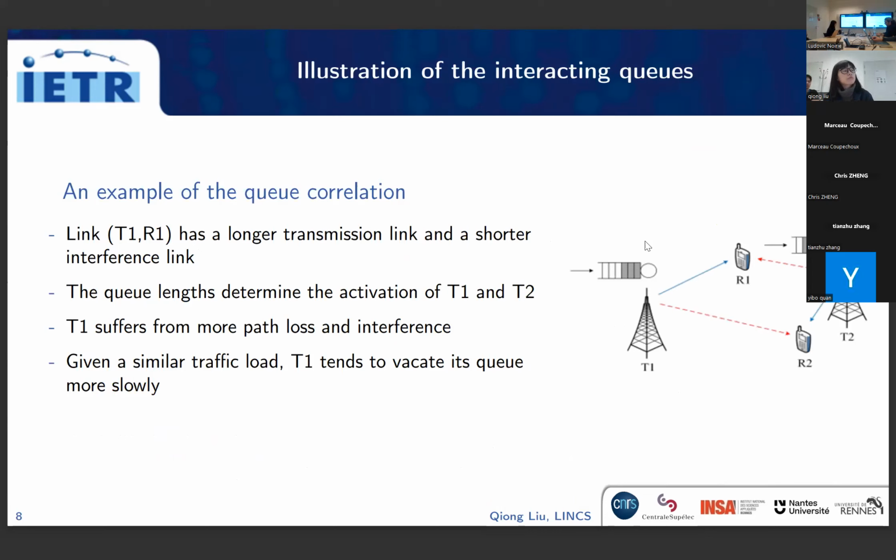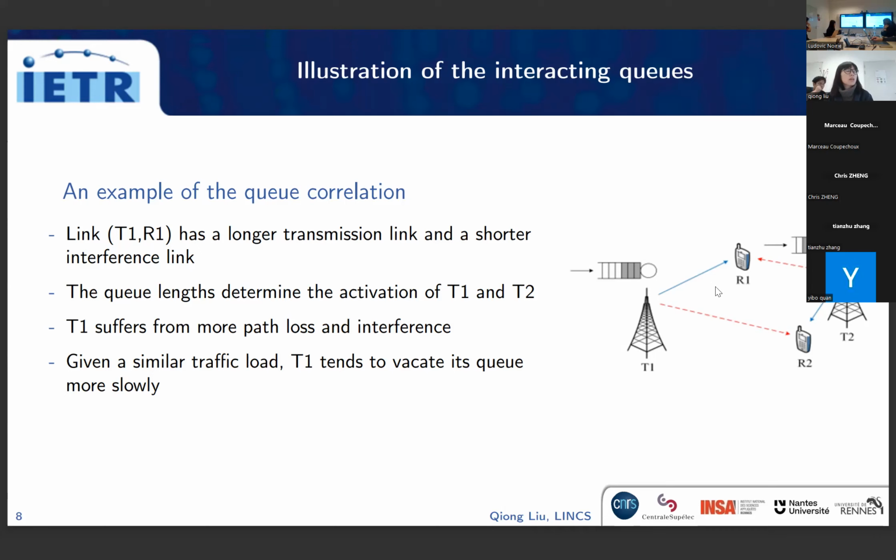I will give a simple example of the queue correlation here. Here we have two transmitter-receiver pairs. T1 is a transmitter and its desired receiver is R1, and T2 is another transmitter whose desired receiver is R2. We can see that link T1-R1 has a longer transmission link and a shorter interference link. And the queue length will determine the activity of transmitters T1 and T2. That means if the buffer is empty, the transmitter is silent, and if the buffer is not empty, the transmitter is active.